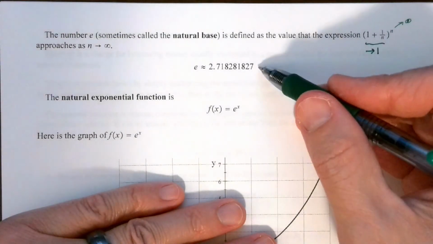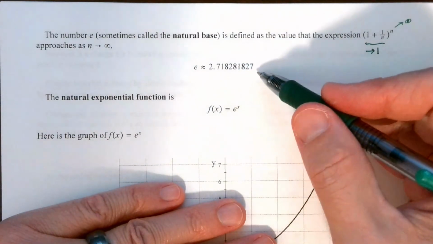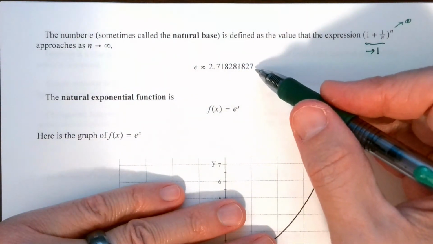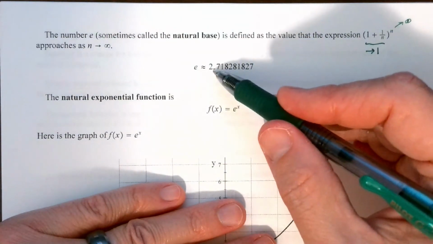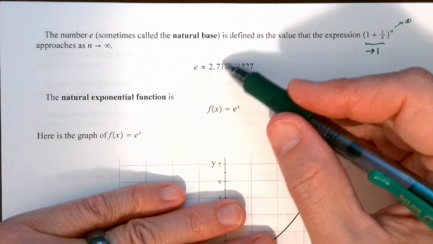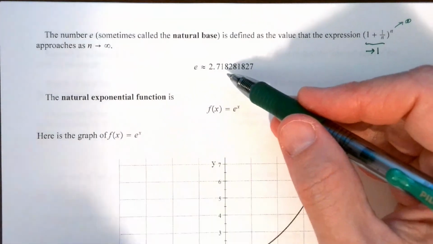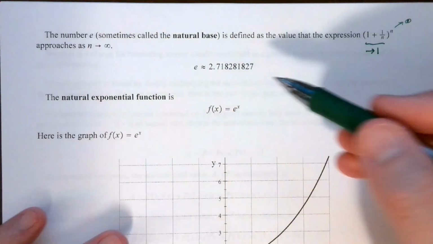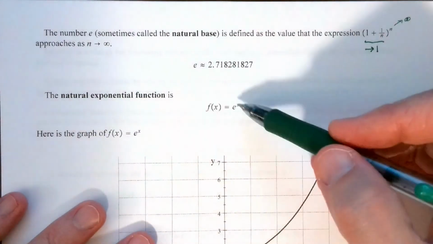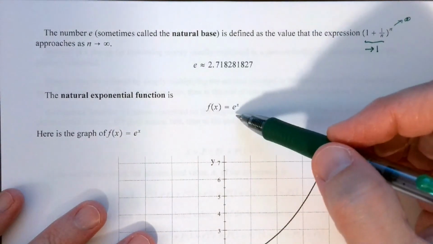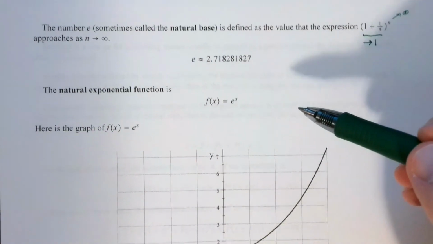And this is the value accurate to nine decimal places. This is number e. It's 2.71828, about. It's obviously between 2 and 3. And so it's very much like pi, but it's an important number, as we'll see momentarily or in the coming lessons. So the natural exponential function is e to the x. And so we use this function quite a bit. It's the natural exponential function.